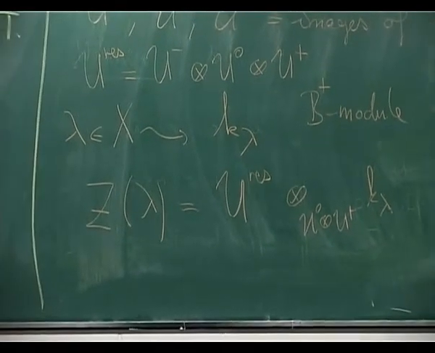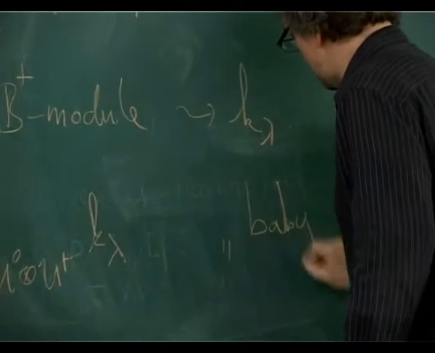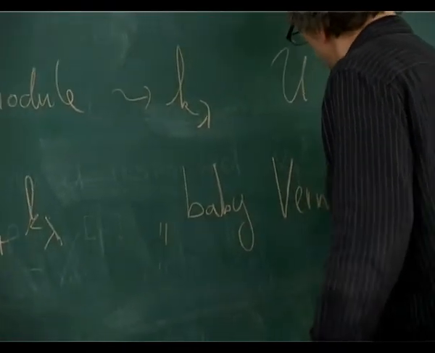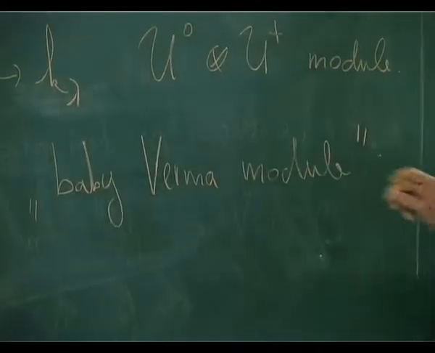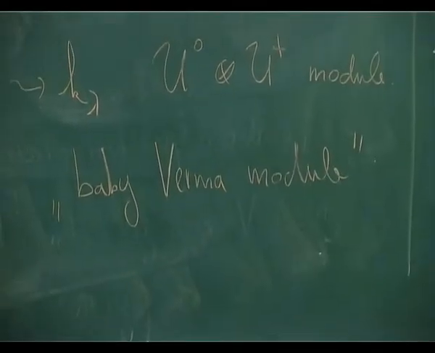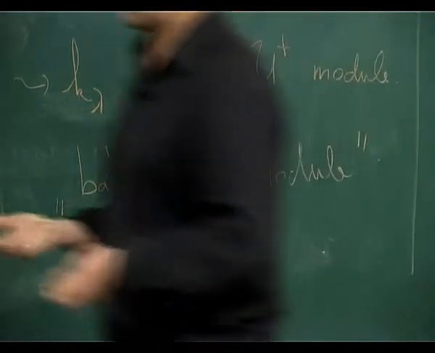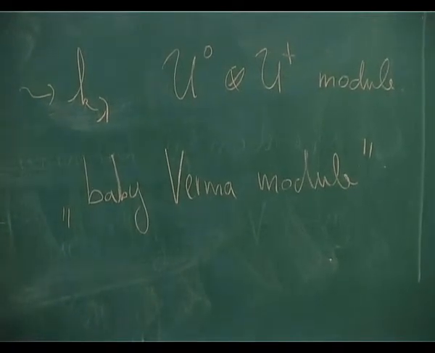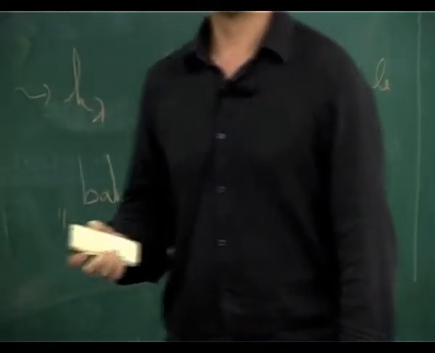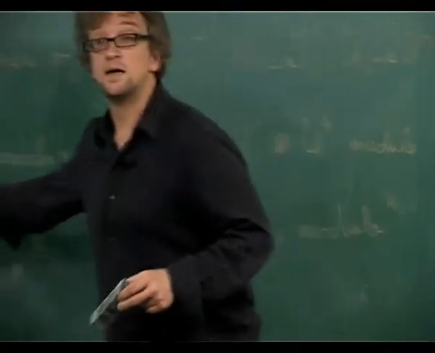So this is Z of lambda, and this is sometimes called a baby Verma module. It's an analog of the Verma modules that you might know in the theory of representations of a semi-simple complex Lie algebra. But it, yeah? Pardon me? K lambda? What do you mean by that?